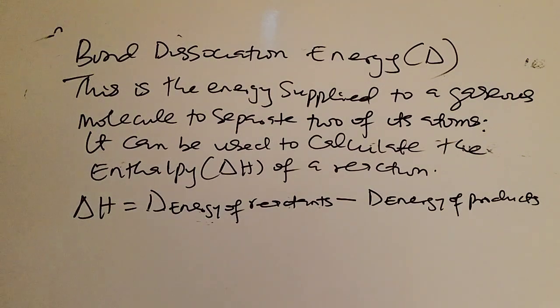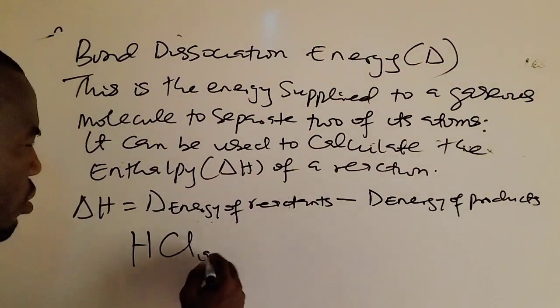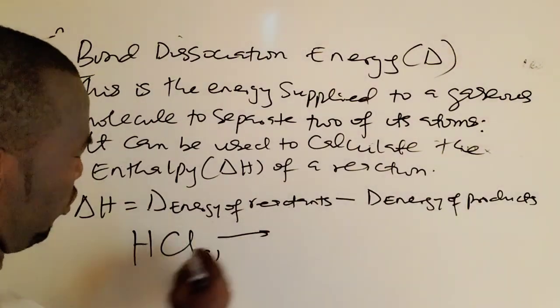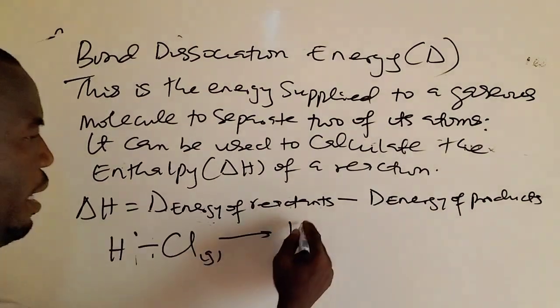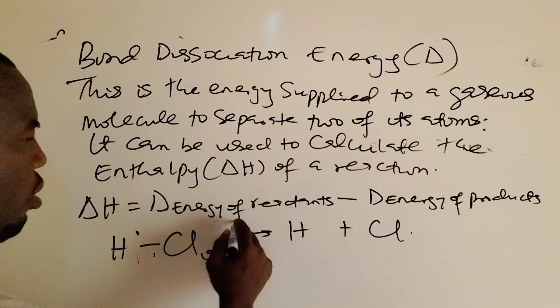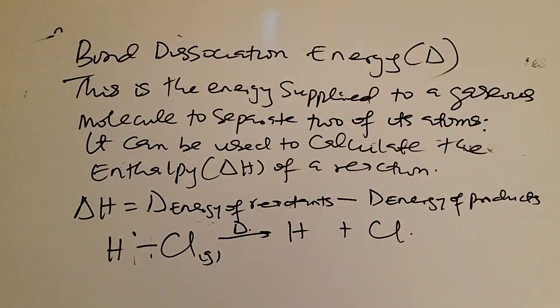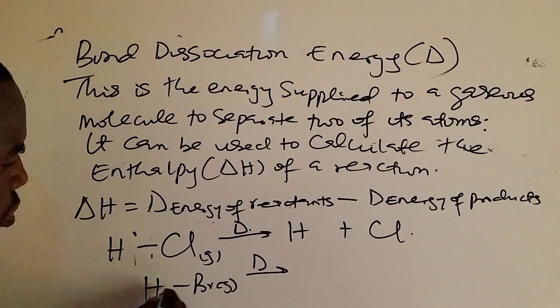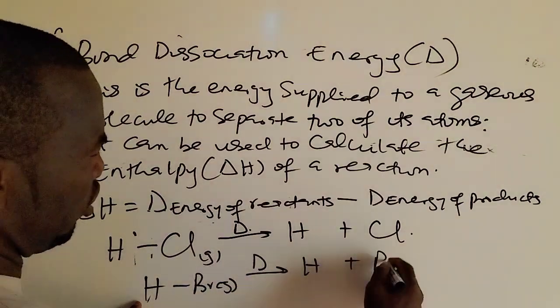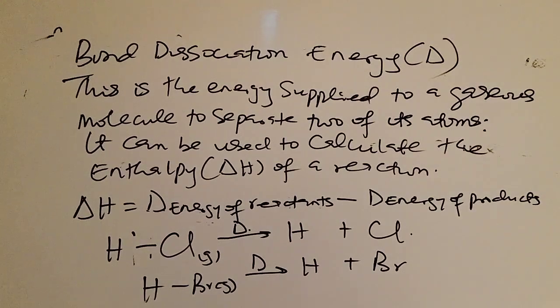For example, if I look at a molecule like HCl, which could be gaseous, the energy is applied to this molecule to separate the atoms. Remember that in HCl there's a covalent bond between hydrogen and chlorine, which is broken into a hydrogen and a chlorine atom. It's now called the bond dissociation energy: energy supplied to a gaseous molecule to separate two of its atoms. So you can consider another molecule, let me say HBr in gaseous state. The energy required to separate the atoms into hydrogen and bromine atoms is its bond dissociation energy.